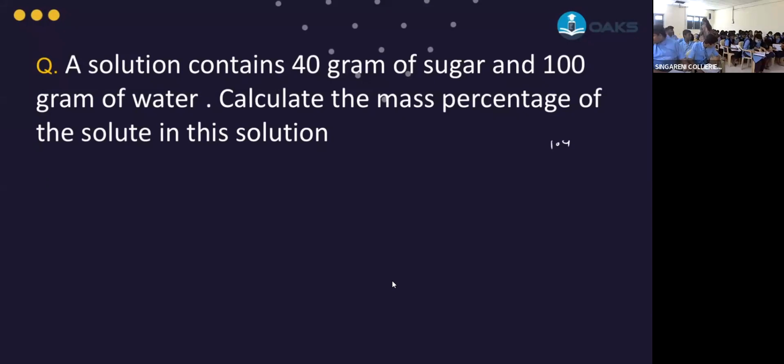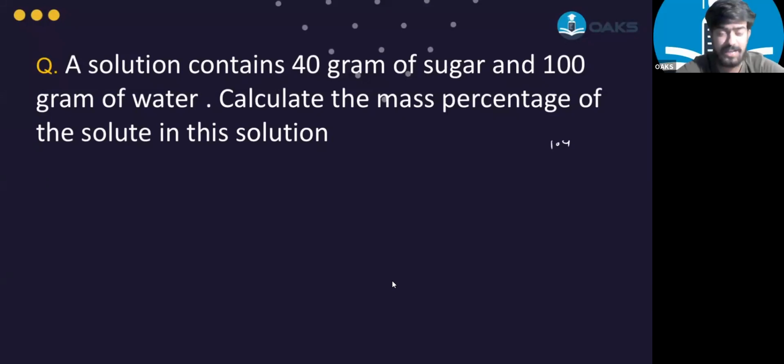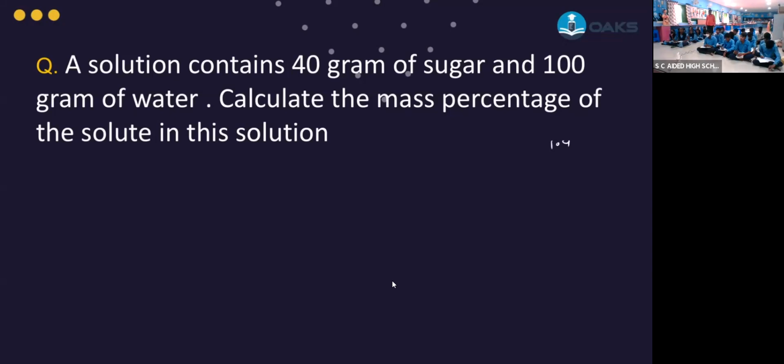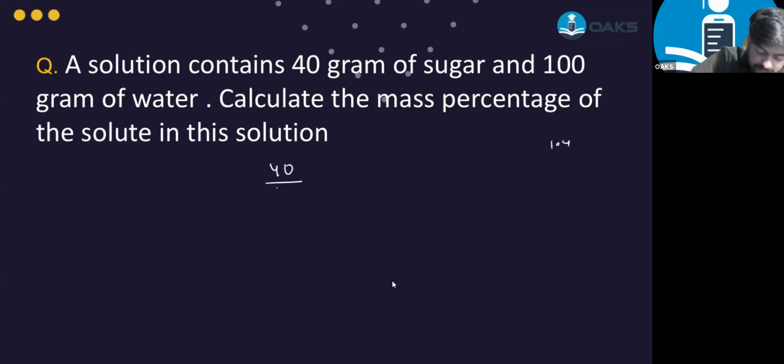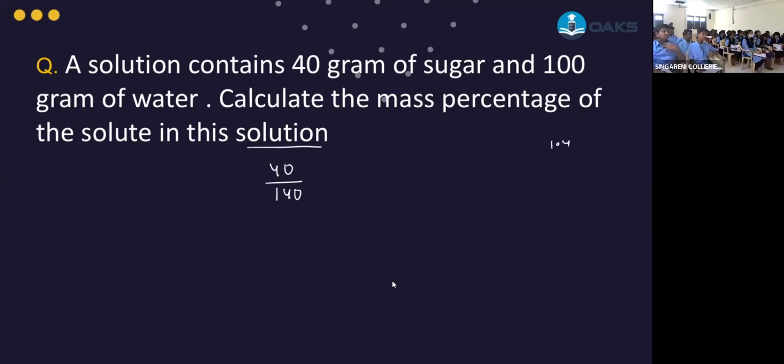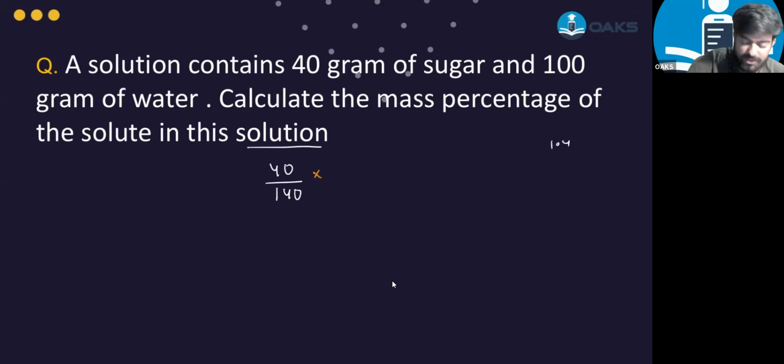40 by 140 we will be having, right? Why? Because it is talking about the mass percentage and we are talking about the mass of the solution. So if you are mixing 40 gram of the sugar with 100 gram of water, what will be the mass of the whole solution? 140, right? So then 40 upon 140 into 100.